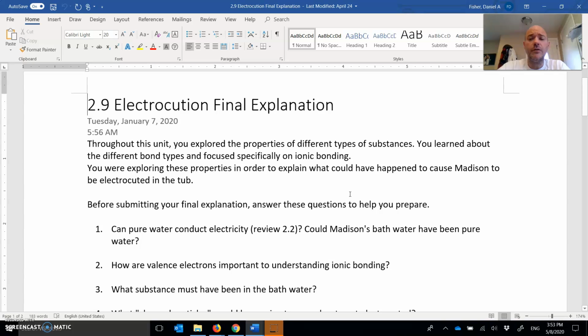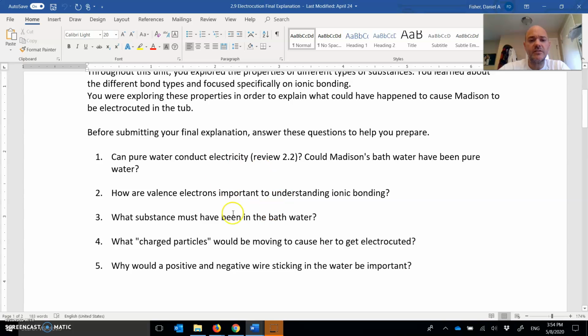So we focused a lot on ionic bonding in this. So ionic bonding is going to be important in your explanation. We're trying to think about what could have happened to cause Madison to be electrocuted in the tub. So if you answer these 5 questions and are able to answer them, that will help you get through writing a solid explanation.